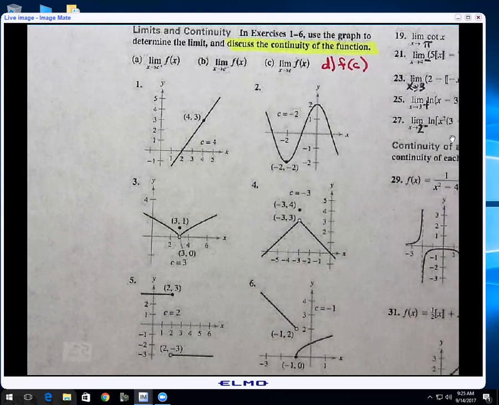I want you to tell me, in addition to the limit as x approaches C from the right and the limit as x approaches C from the left: if the A and B parts both exist and are the same answer, then the C part exists and is that answer, because the C part's the two-sided limit. I also want you to tell me the function value at C. So here we go.